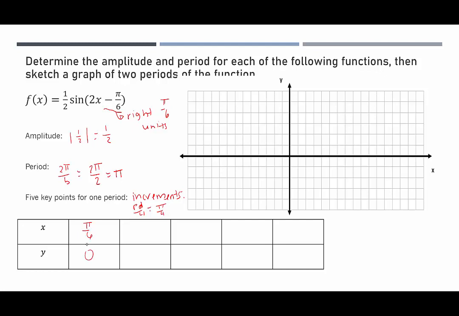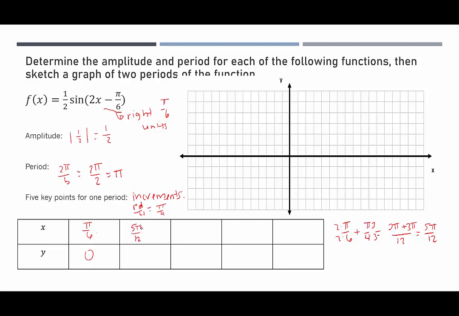Let's fill in the x values first. They are going to be a little bit tricky. Get ready to add a bunch of fractions together. So we start at pi over 6. We're going to increase it by pi over 4 to figure out the next x coordinate. So I'm going to say pi over 6 plus pi over 4. The common denominator would be 12. This would be 2 pi plus 3 pi over 12, right? Because I would multiply this one by 2 over 2 and this one by 3 over 3. And I end up with 5 pi over 12.